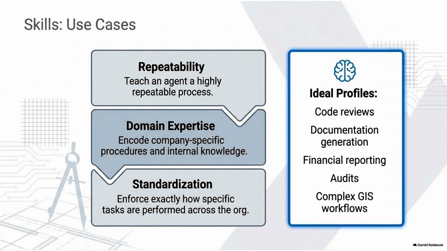Now let's flip to skills. Where do they shine? Skills are about repeatability, teaching an agent a highly repeatable process. They encode domain expertise, company-specific procedures, and internal knowledge. And they enforce standardization, making sure specific tasks are performed the same way every time across the organization. Ideal profiles, code reviews, documentation generation, financial reporting, audits, and complex GIS workflows.